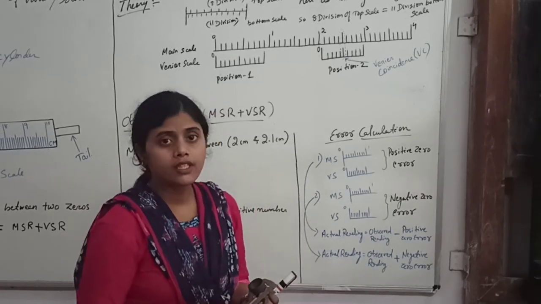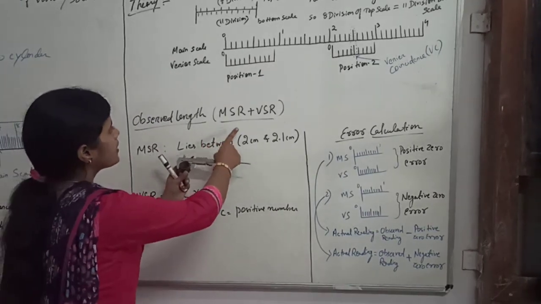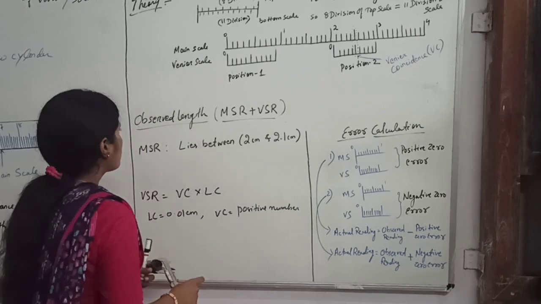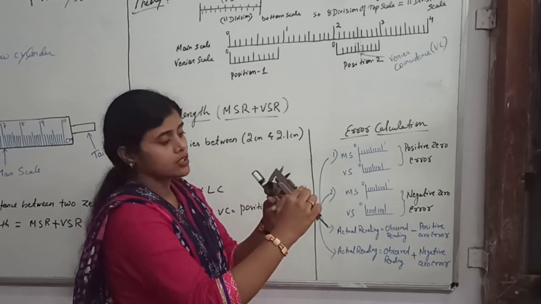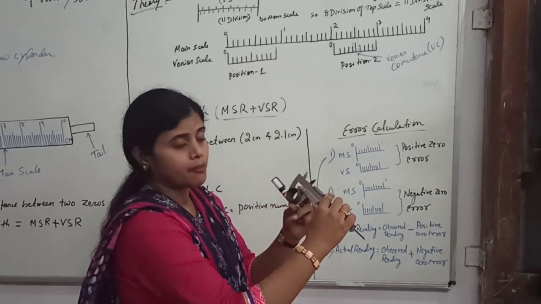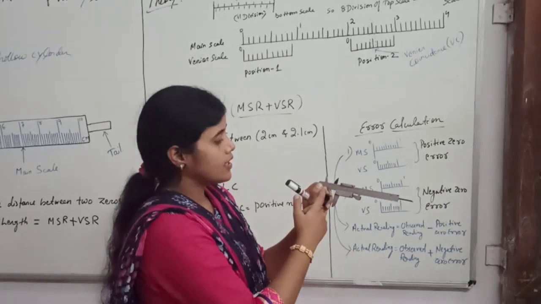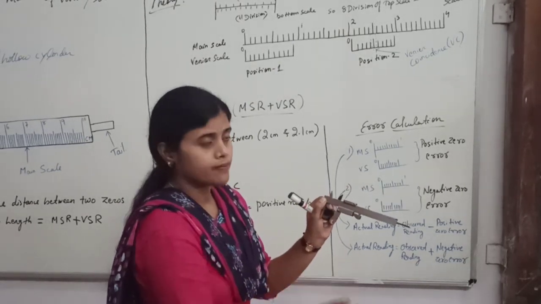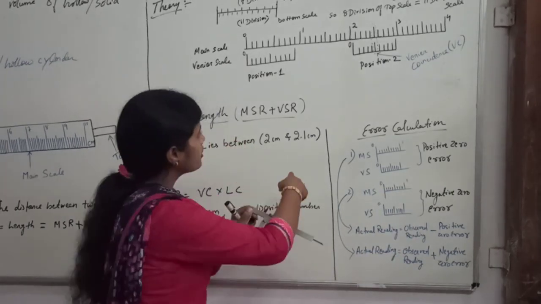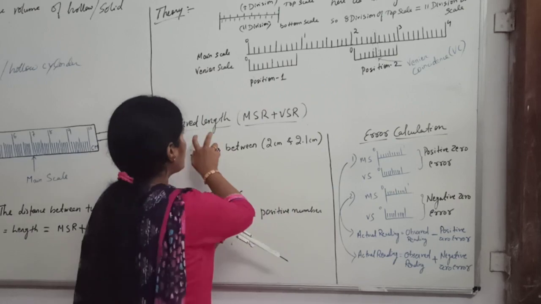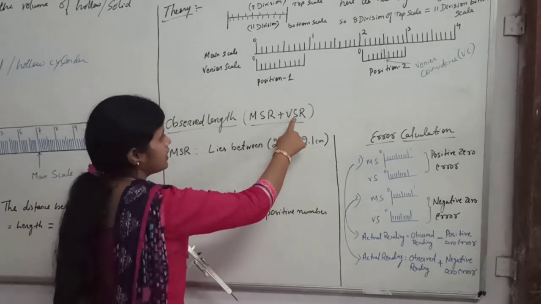So now let us understand how to find the observed length, which is given by main scale reading plus vernier scale reading. The observed length means when you place an object between the jaws of a slide caliper, the distance between the two zeros, as I told you earlier, will give you the observed length. You know how to find the error, and I will tell you the formula for error also, but for the time being just understand how to find the observed length first. This is given by main scale reading plus vernier scale reading.